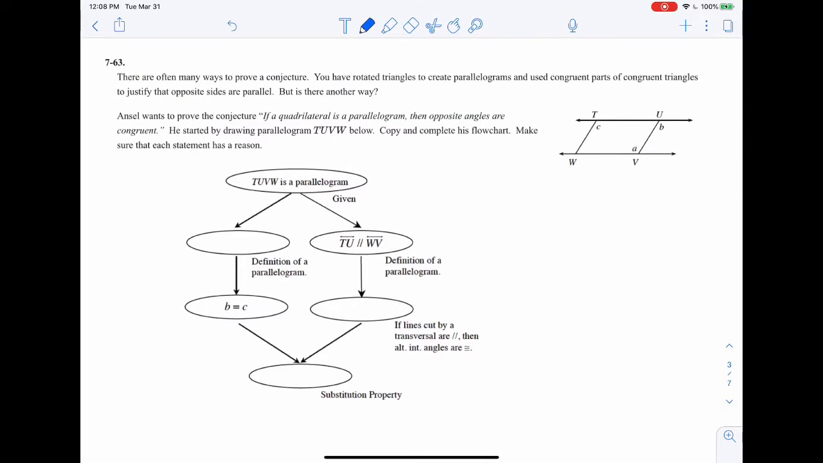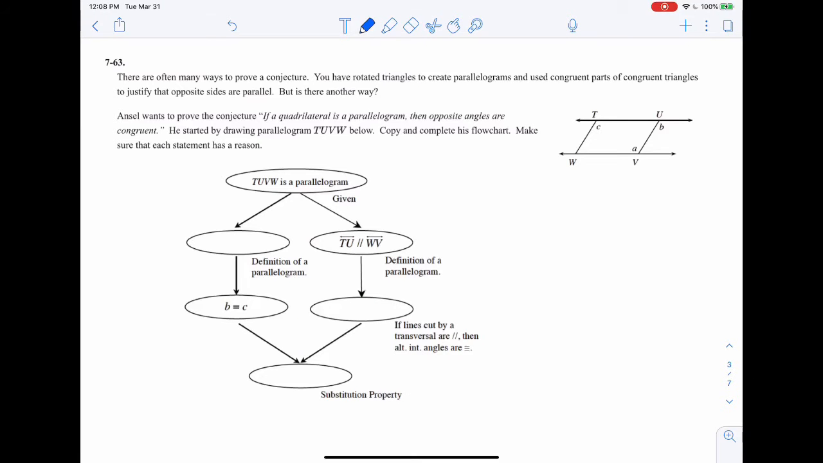So I want you to take a moment and try and complete all the missing parts of the flowchart. Now remember, it's not just these missing bubbles, but it's also this justification here and then the final conclusion. So take a second and give it your best shot.